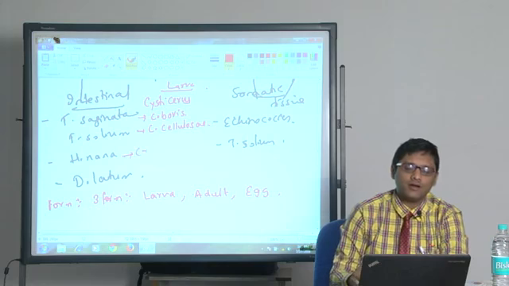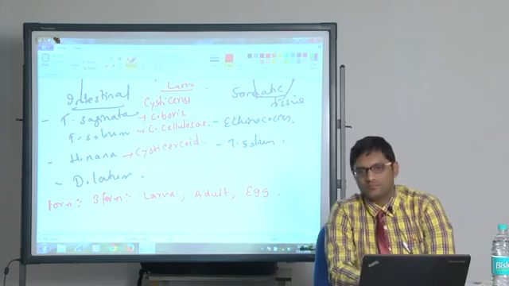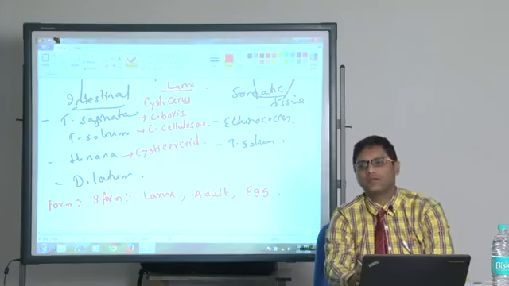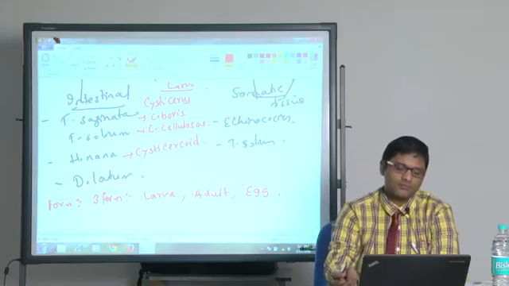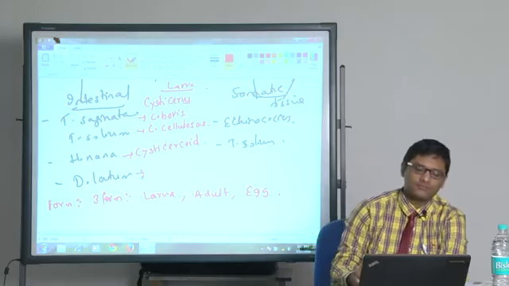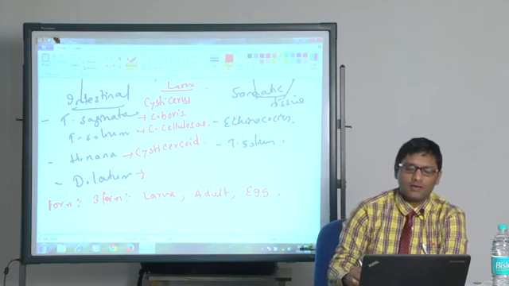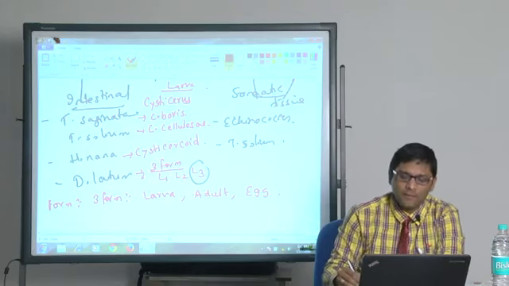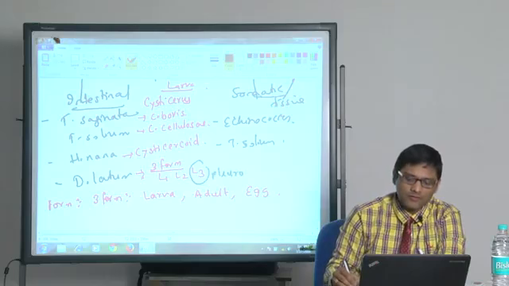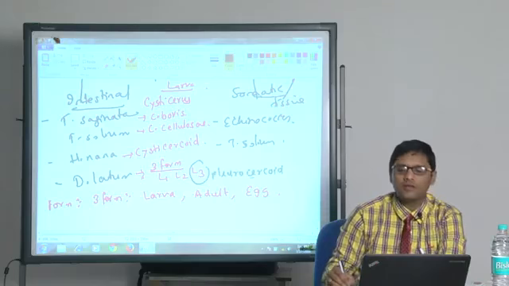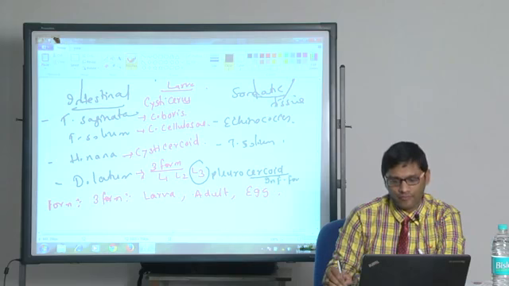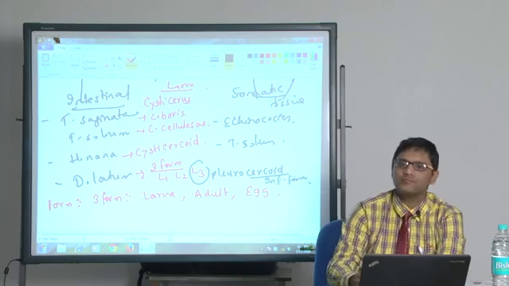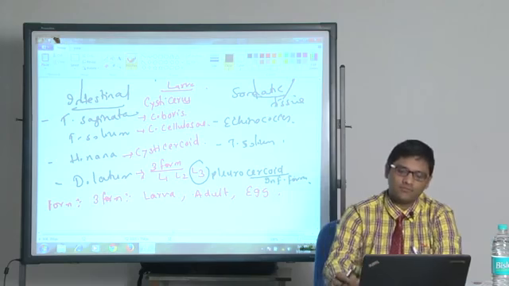Hymenolepis nana, the larval form is called cysticercoid. D. latum has three larval forms, L1, L2 and L3. Among these, L3, which is the plerocercoid form, is the infective form.